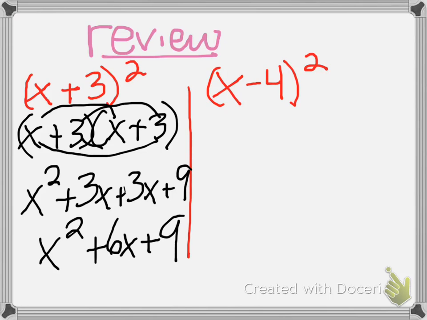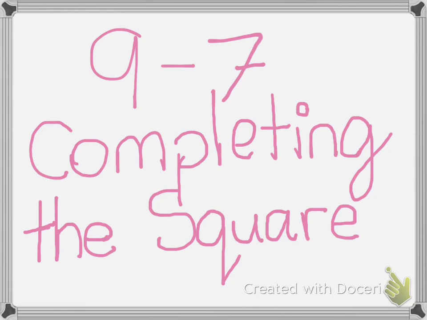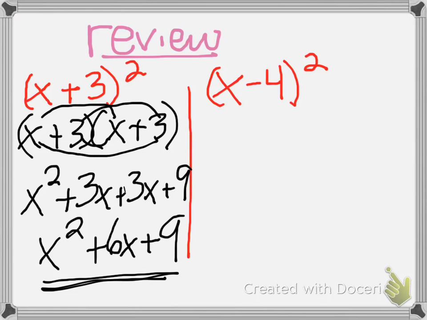Now do you remember what this trinomial was called? It was a perfect square trinomial. And again, what we're doing today is completing the square. This all is related, I promise. Okay, x minus 4 squared. If you want to rewrite it as two binomials, that's fine. Go ahead.